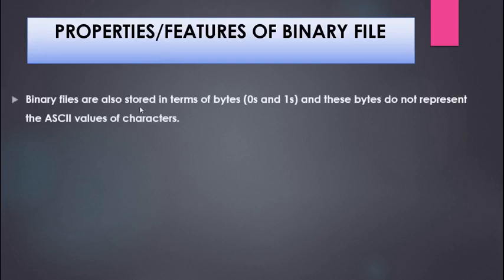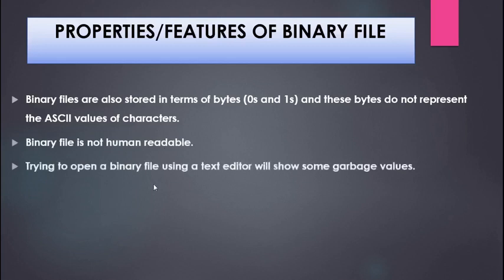Binary files are also stored in the terms of bytes, and these bytes do not represent the ASCII values of characters. That means the data in a binary file is stored in the form of 0 and 1, and that's why binary file is not human readable. If you try to open a binary file using any text editor, it will show you some garbage value. There is no new line character.